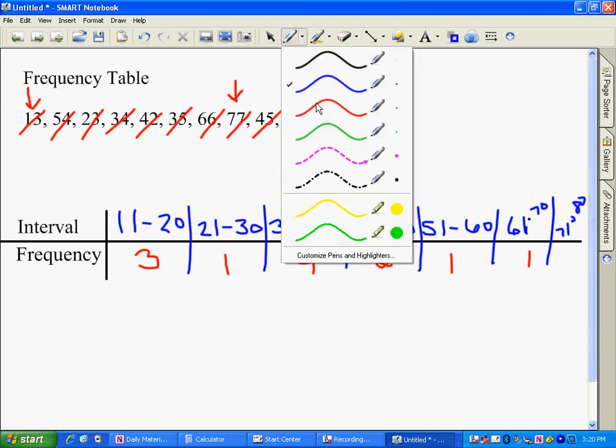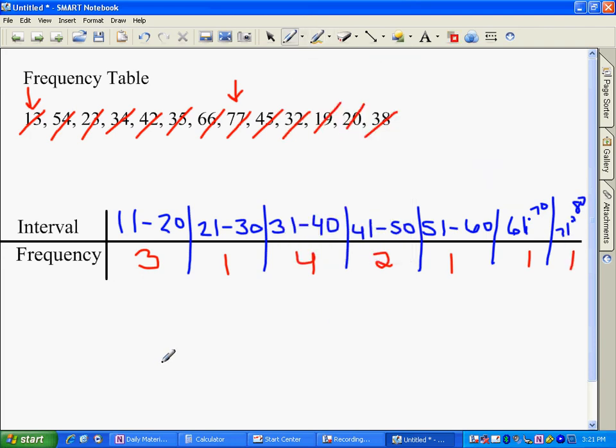71 to 80. So again, I apologize for that messiness, but you get the point. You're going to have to set intervals. They have to be evenly spaced. You have to include all numbers. You can't overlap. You can't skip anything. Okay?